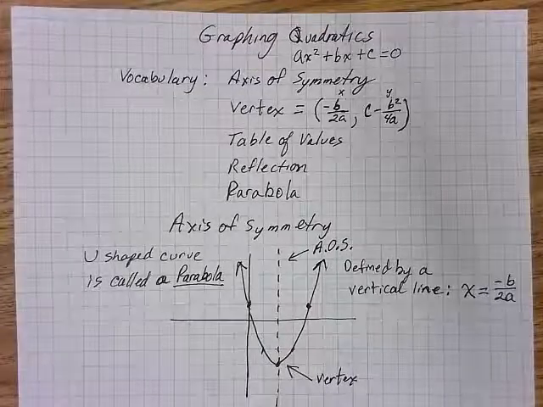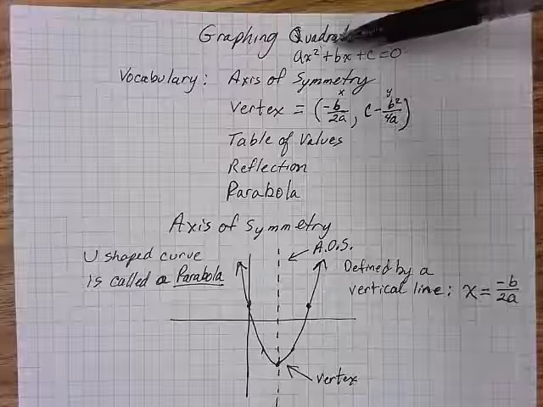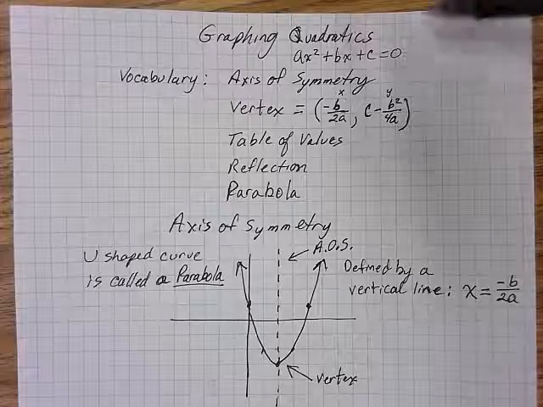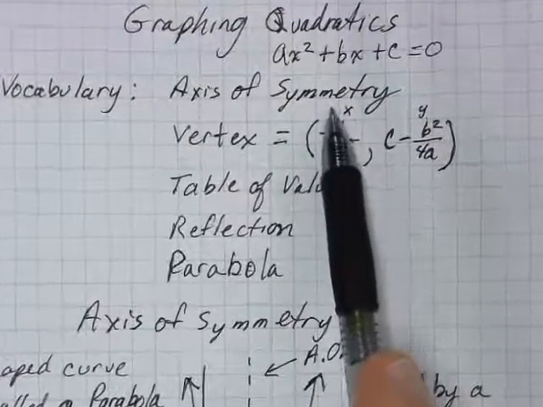Hello again. For this video we're going to discuss how to graph quadratics from the standard form of ax squared plus bx plus c equal to 0. A few vocabulary words here. Axis of symmetry. Got to know what symmetry means.